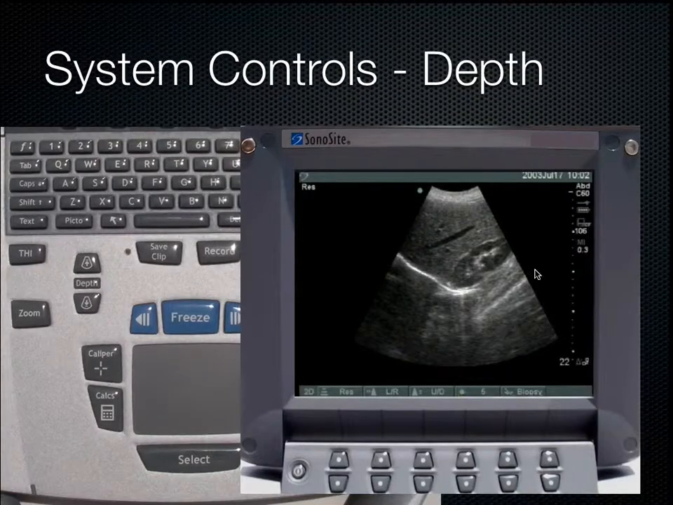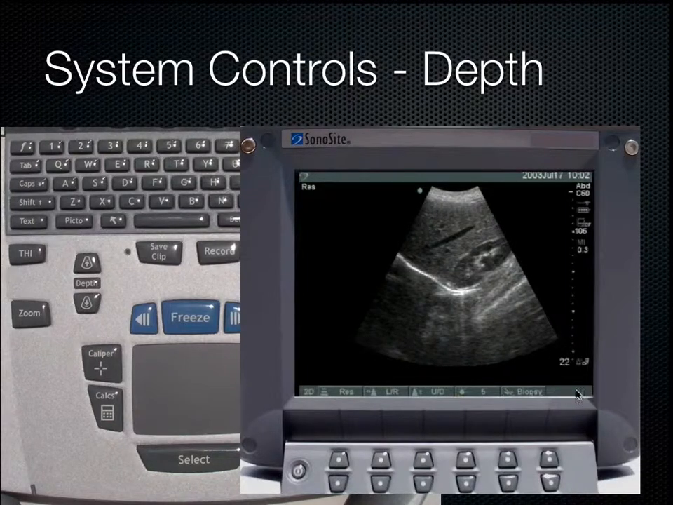What does that mean? You want to always maximize the screen real estate. This is the most common rookie move I see. People forget all about the depth, and they get excited because they're finally seeing some structures on the screen they recognize. They see the kidney in Morrison's pouch. They see the diaphragm over here. They see a hepatic vein coming along here, and they're just geeking out on their image. And everything down here, however, is wasted screen real estate.